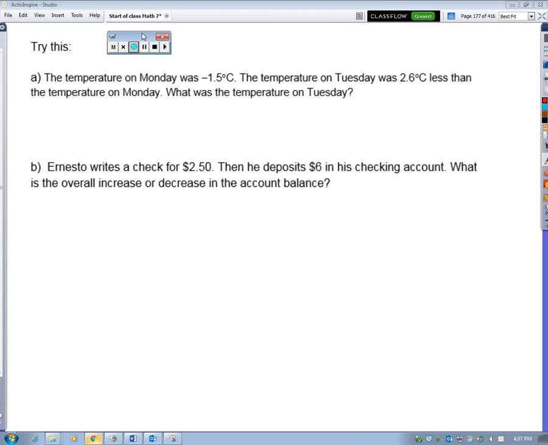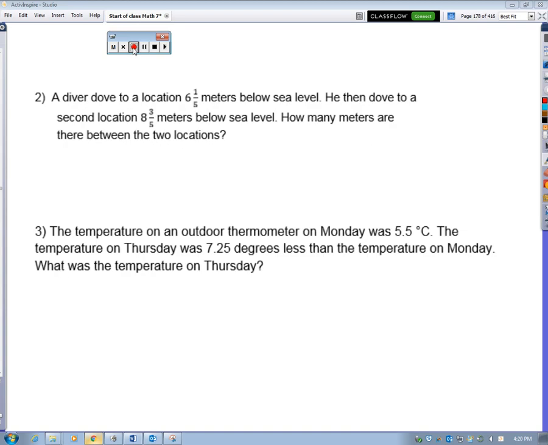Oh, I thought I had another one. Let me pause this for a second. Alright, here's the page I was looking for, the one with some more subtraction problems.